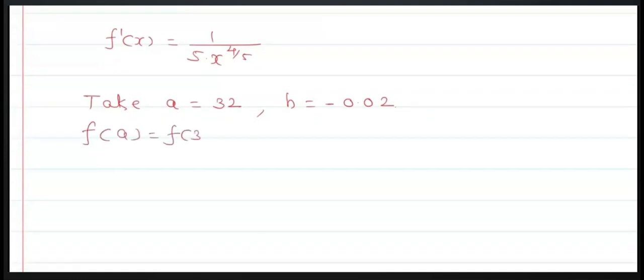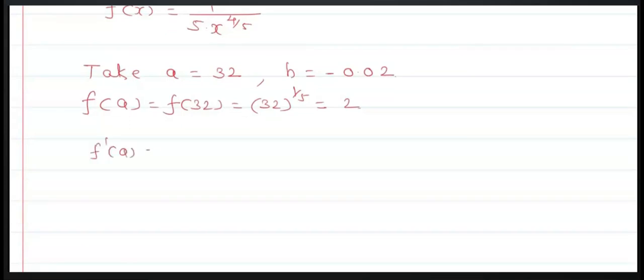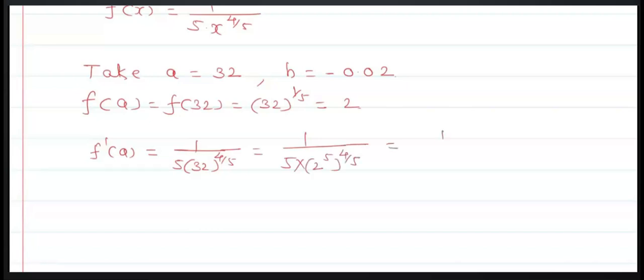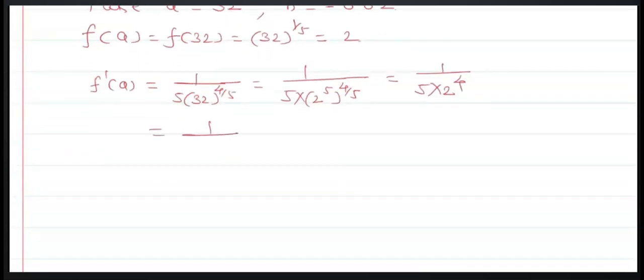f of a is equal to f of 32, that is equal to 32 raised to 1 upon 5, that is equal to 2. f dash of a is equal to 1 upon 5 into 32 raised to 4 upon 5. That is 5 into 2 raised to 5 gets cancelled, 2 raised to 4, that is 16. 16 into 5, that is 1 upon 80. f dash of a is equal to 1 upon 80, and its value is 0.0125.